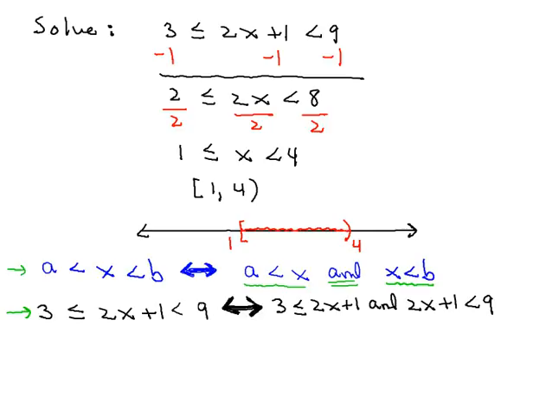So now if we look at the problem that we had at the very beginning, 3 less than or equal to 2x plus 1 less than 9, that can be rewritten as 3 less than or equal to 2x plus 1 and 2x plus 1 is less than 9. And I think you'll notice that this form, as the two separate inequalities, is exactly the same as in the previous problem. So that's why these two turned out to have the same solution.